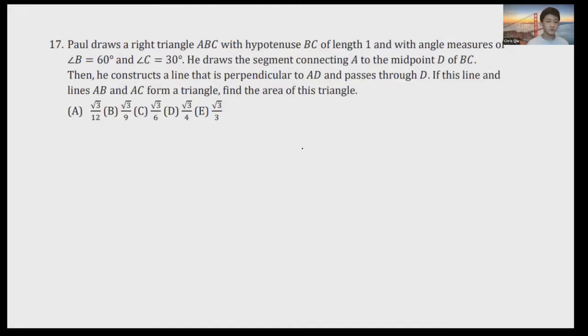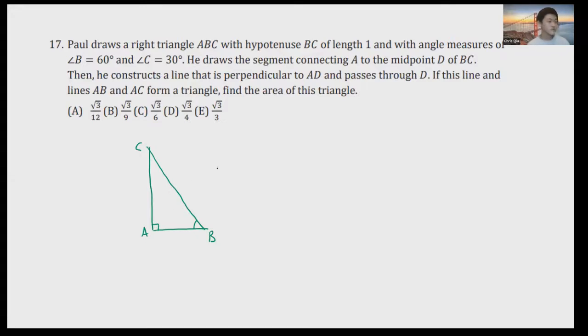So in problem 17, we're told that a person draws a right triangle with hypotenuse BC, and it has length 1, and it also has angle measures of B equals 60 and C equals 30. So let's start to draw our diagram. So let's start by drawing our triangle CAB. And since BC is the hypotenuse, what that means is that angle A is the 90-degree angle. And also, we know that this is 60 degrees, this is 30 degrees.